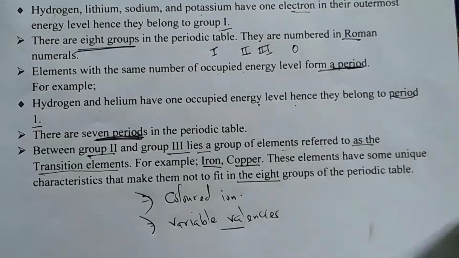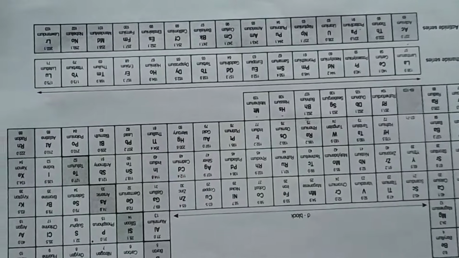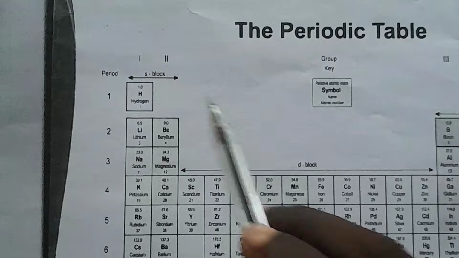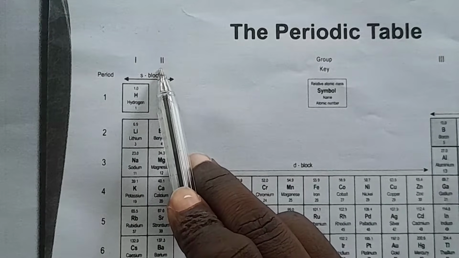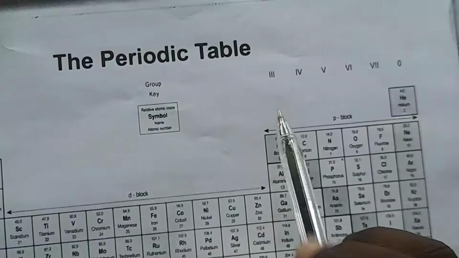So the periodic table looks like this. Here we are having group 1, we're having group 2, and we are having group 3 here.